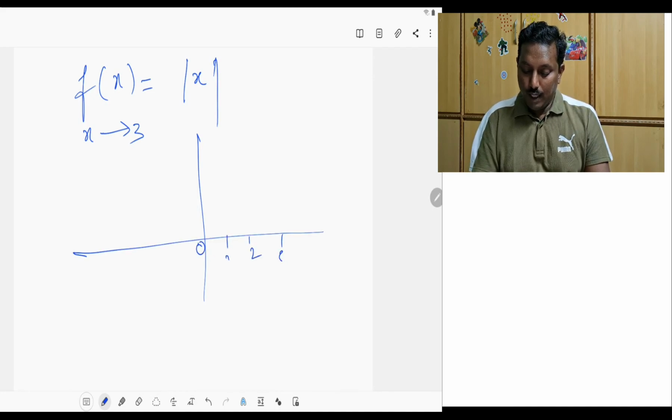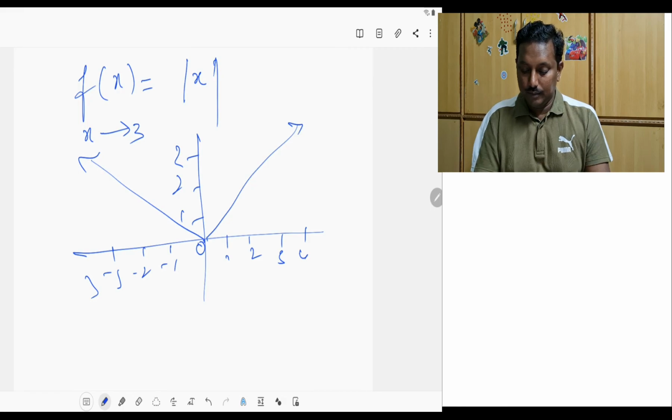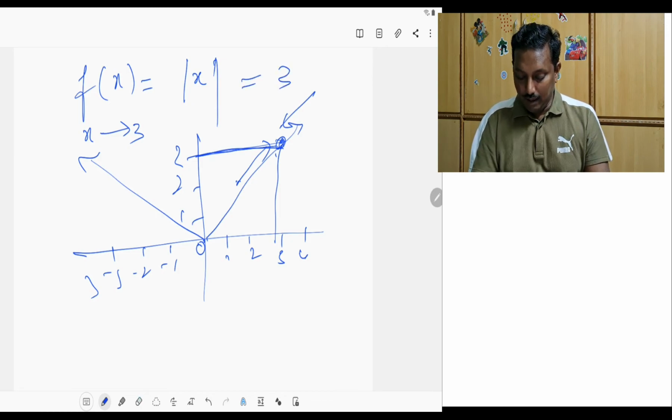So for every value of x, whether it is minus 1, minus 2 or minus 3, the graph would be like this. We need to find out at 3. From the left hand side and from the right hand side, we would approach the same value of 3. So the limit is 3.